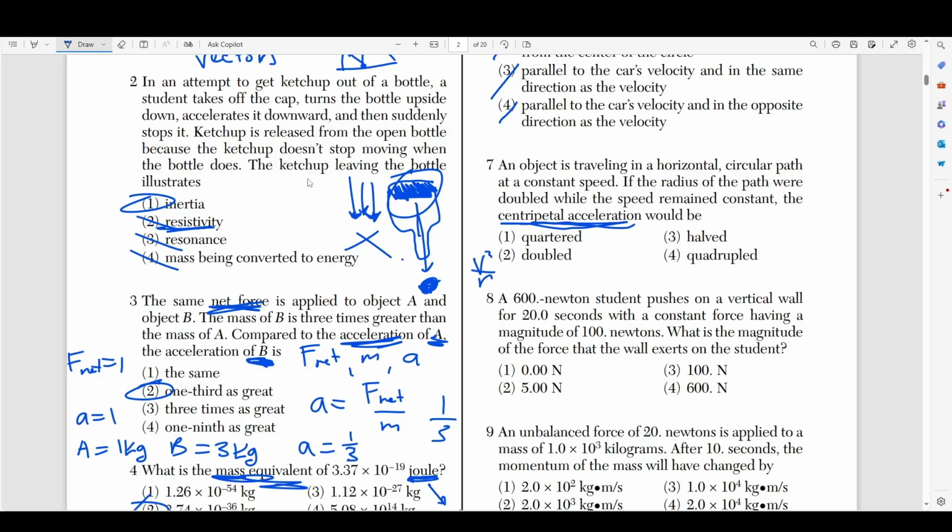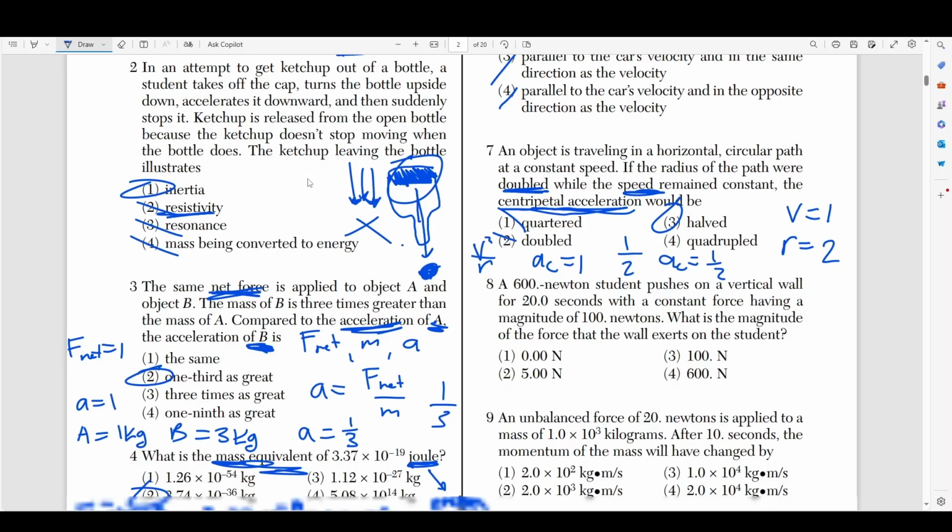And now let's see what happens if the radius of the path were doubled and the speed remained constant. Let's say our velocity was equal to 1, and let's say our original radius is equal to 1 as well. V squared, that's 1 squared, divided by r, which is 1. So originally, we would have an AC, or a centripetal acceleration, of 1. Now, let's see what happens when we double this radius. All of a sudden, our radius is 2, right? So 1 squared is 1, and r is 2. So now our centripetal acceleration is 1/2. In other words, we're dividing by a greater number, so it's going to be decreased by the factor that we increased the radius, if that makes sense.